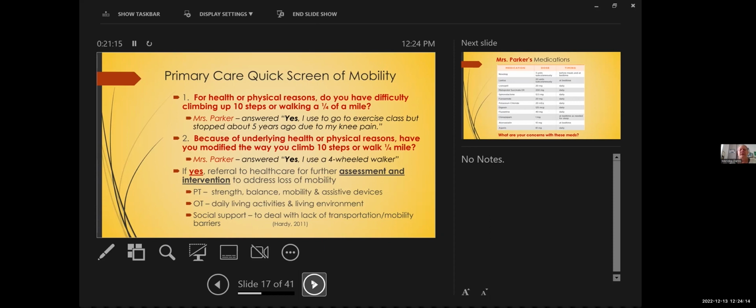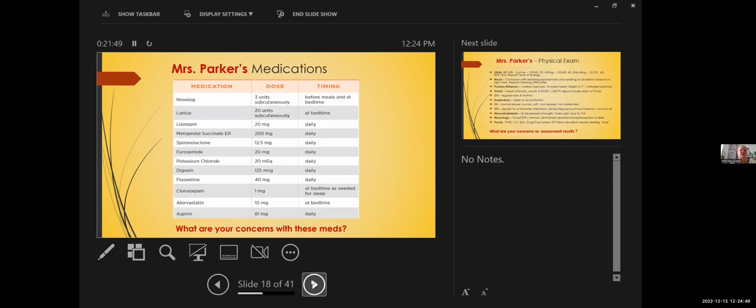Because of underlying health or physical reasons, have you modified the way you climb 10 steps or walk a quarter of a mile? And Mrs. Parker said, yes, I use a four-wheeled walker and she doesn't go out and about as much. So if we see a yes to these quick screens of mobility, that's where we probably want to refer to PT/OT to look at those ADL skills and look at her strength and her mobility issues. And looking if she has social supports to help her get out and about if she has mobility issues.